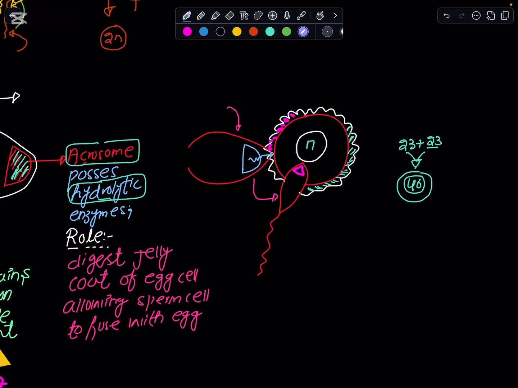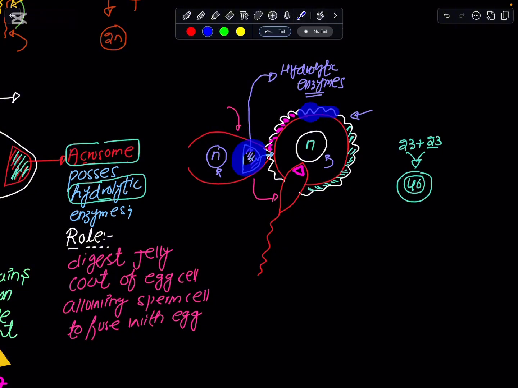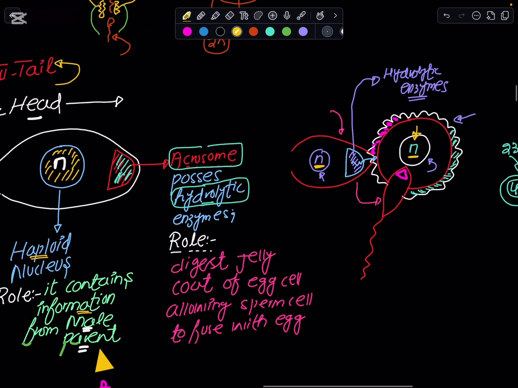So the scenario would be that when the sperm cell has to fuse its genetic information, which is coming from the male body, with the genetic information that is there in the egg cell and has come from the female body, this jelly coat has to be digested. For that purpose, this acrosome would release some enzymes, and these are the hydrolytic enzymes. When these hydrolytic enzymes are released out of the acrosome of the sperm cell, the jelly coat would be digested. And when the jelly coat is digested, it becomes easier to fuse this genetic information from the male parent with this genetic information that is denoted with small n, and it has come from the female body.